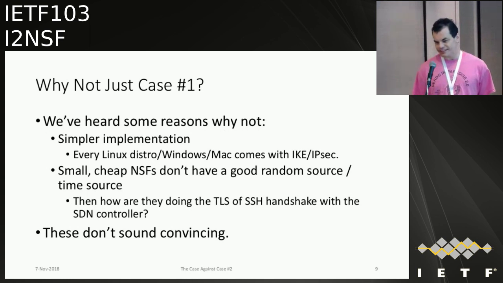So we've heard some reasons, and they kind of sound like the IoT claims, but this is not IoT. So the implementation is simpler if we don't package IPsec with it. But these days, everything has IPsec. I mean, everything Apple makes has IPsec. Well, not the watch. Everything Windows, including my phone, has IPsec. Every Linux distro has either StrongSwan or LibreSwan. So that's a weird argument. And the other thing is that small, cheap NSFs don't have either a random source or a time source. So they'll have a hard time negotiating IKE.